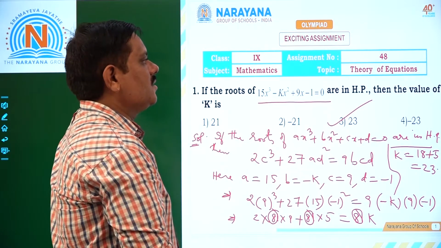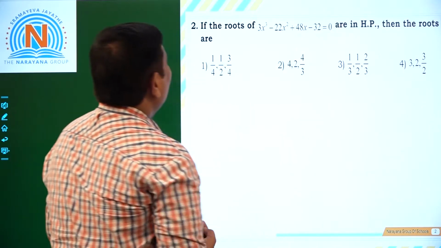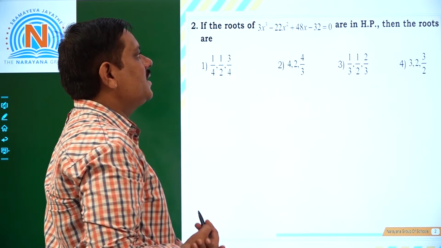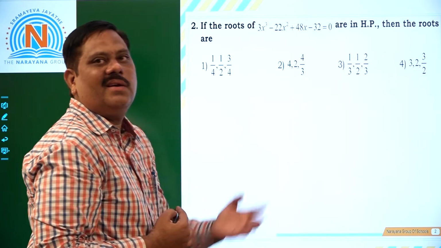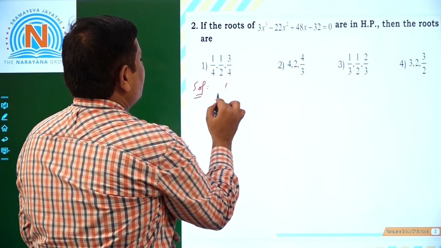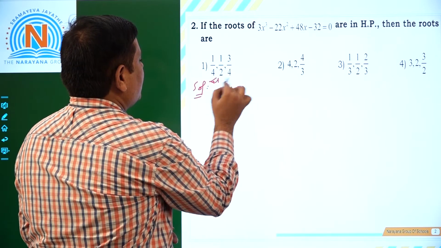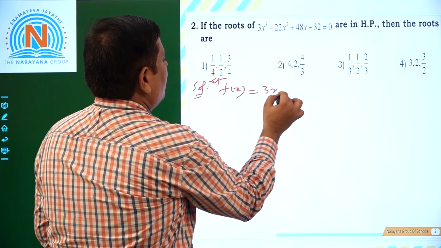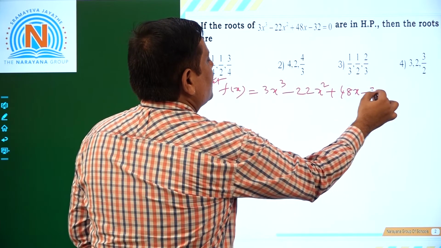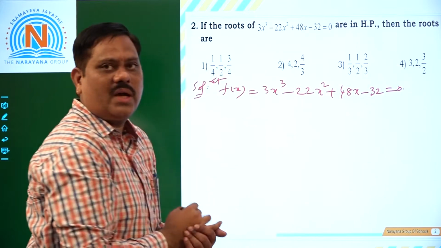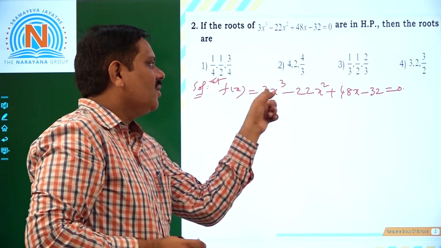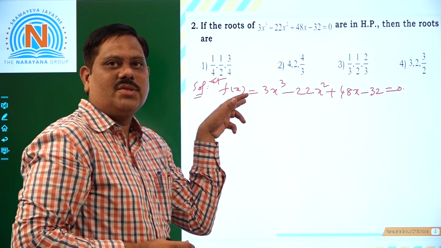Okay. So now let us move to the next question. If the roots of 3x cube minus 22x square plus 48x minus 32 is equal to 0 are in HP, then what are the roots? Okay, now let me take this as fx. Fx is 3x cube minus 22x square plus 48x minus 32. Okay, if you want to find out the equation whose roots are reciprocal to that of f of x is equal to 0, what is that?